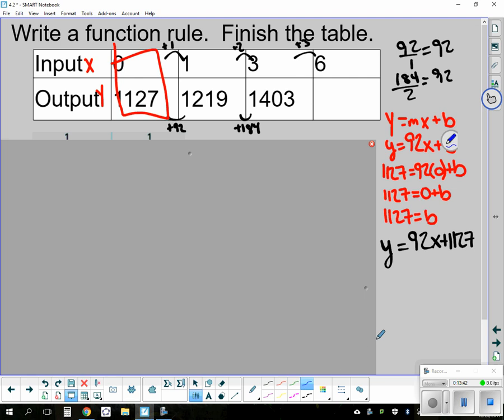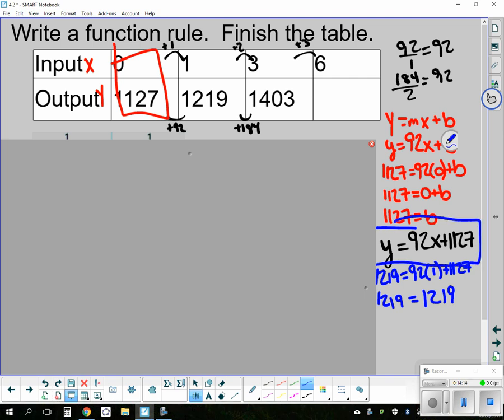If you're not 100% sure you've got it right, try another one. Plug it in and see if it works. So now I'm going to choose this next one. My y value is 1219 and my x value is 1. So the left side is 1219. What's my right side? 92 times 1 plus 1127 is also 1219. That should indicate to you that you have your equation correct. So your function rule for problem 1 is right here.